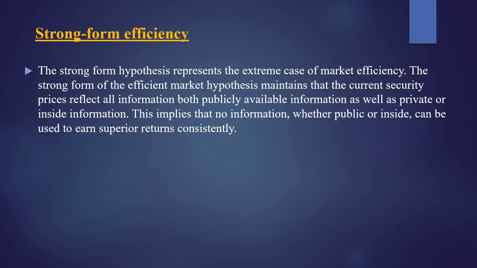Next is the strong form of efficiency. What it says is that the strong form of the hypothesis represents the extreme case of market efficiency. The strong form of the efficient market hypothesis maintains that current security prices reflect all the information, both publicly available information as well as private information and inside information.